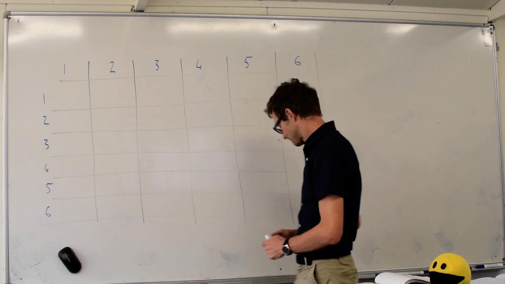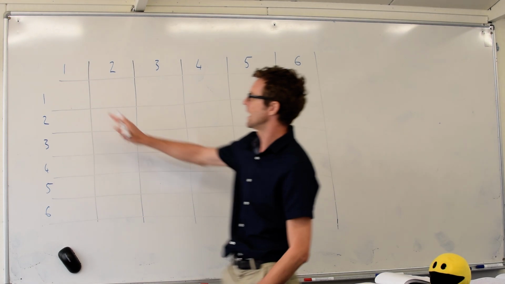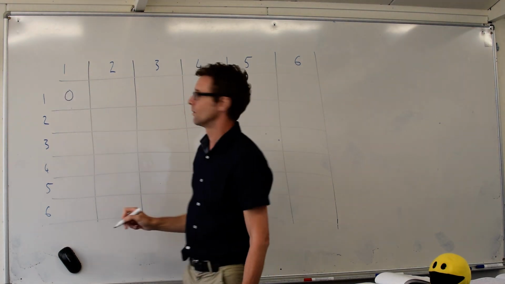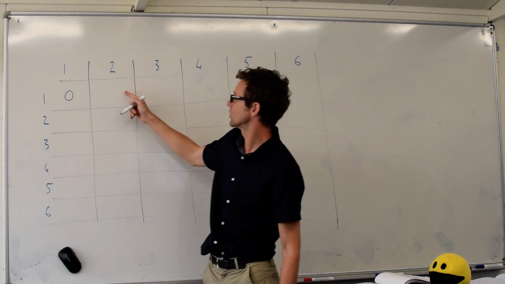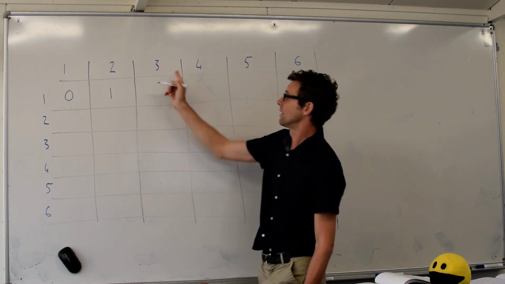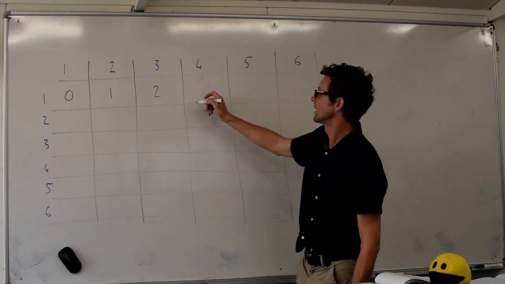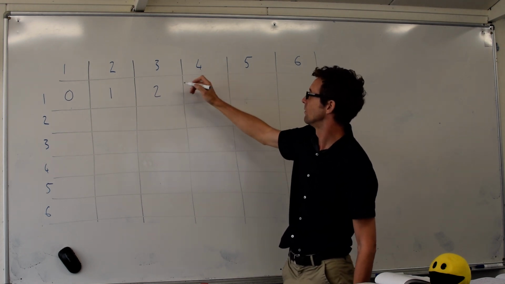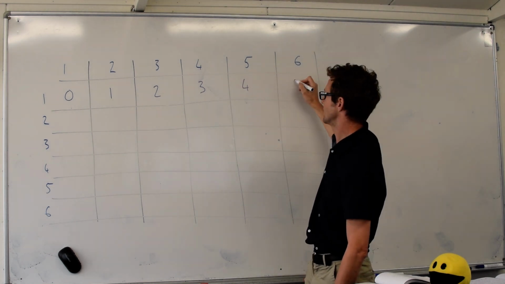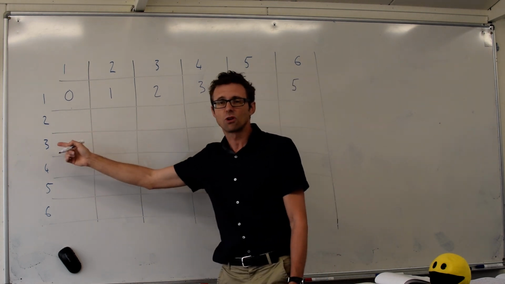So first of all, we have 1 and 1. The unsigned difference between them is obviously 1 take away 1, 0. Here we've got 2 and 1, so the unsigned difference will be 1. 3 and 1, the unsigned difference is going to be 2. And hopefully at this point you can see a pattern arising: 4 minus 1, 3, 5 minus 1, 4, etc. 6 minus 1, 5.